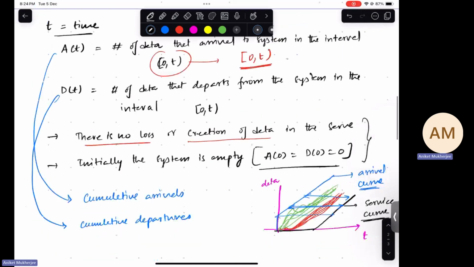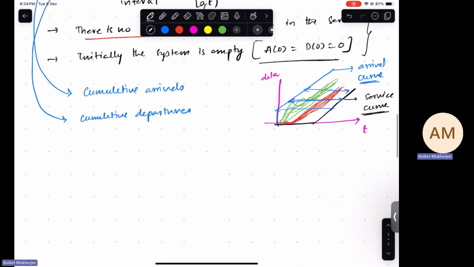So where were we? We were in the arrivals, cumulative arrivals, and cumulative departures, right? Next.